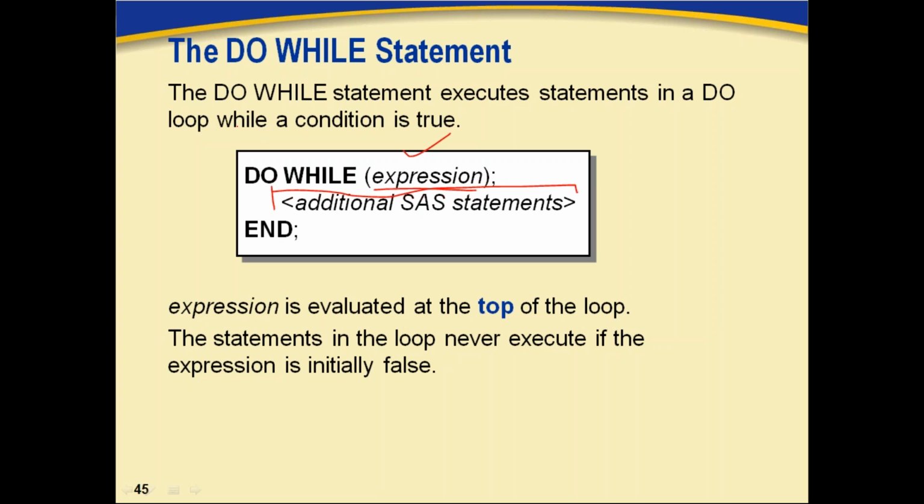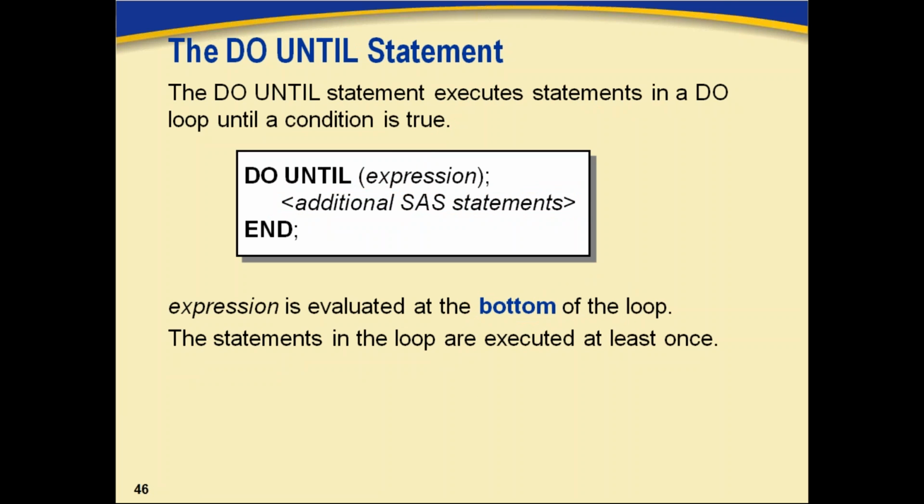The do while statement executes SAS statements in a do loop. In this loop, it will execute whatever statements you have mentioned only if the condition is true. So the expression is evaluated at the top of the loop. The statements in the loop never execute if the expression is initially false.